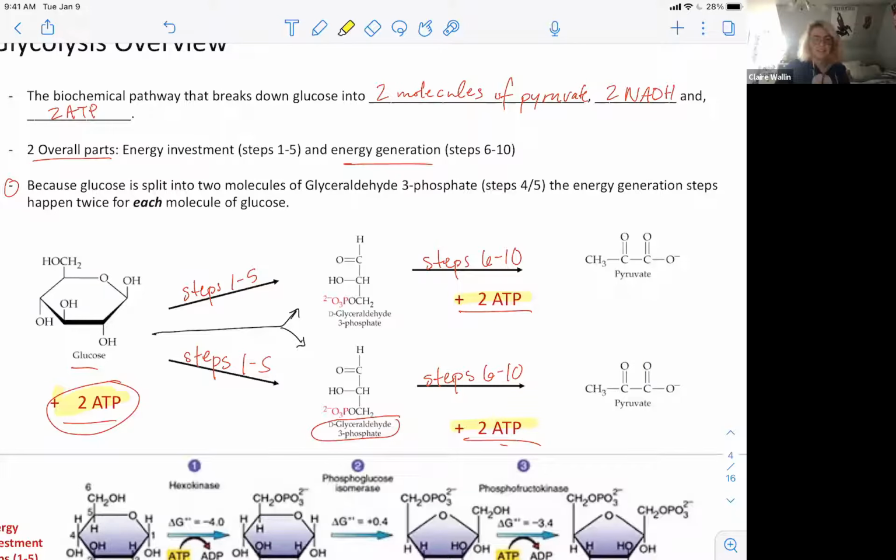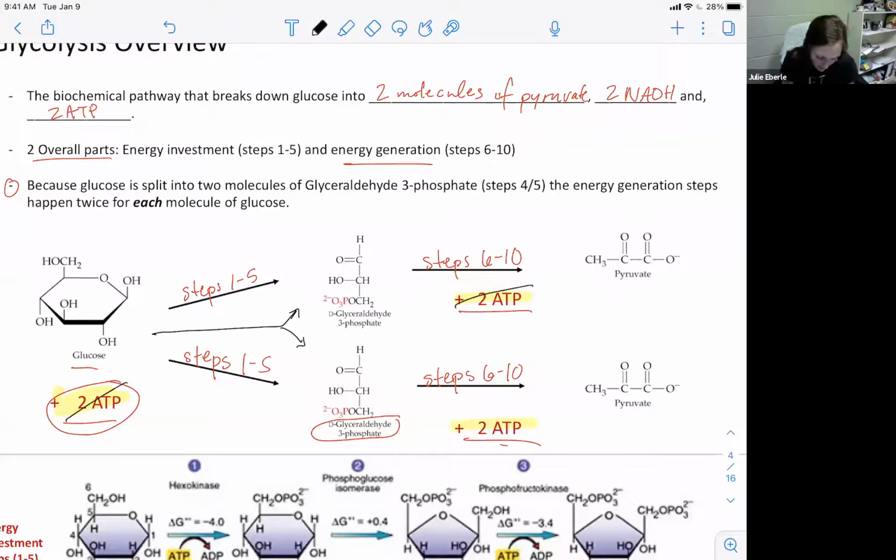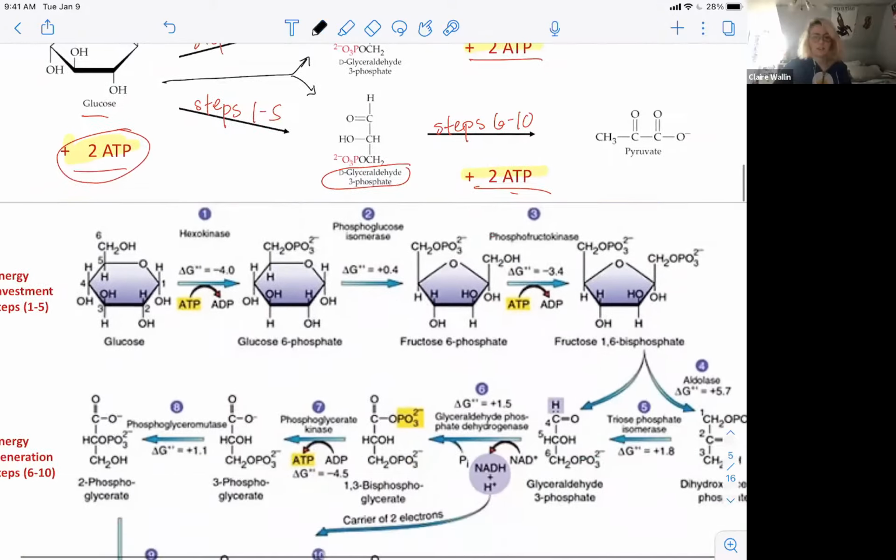Okay. It would be like thinking, if this helps you, you could say, oh, well, these 2 cancel out that 2, so we get a net yield of 2. Okay. Mm-hmm. If that helps you see it that way. But we invest 2, we produce 4, so we yield a net of 2. That makes sense.